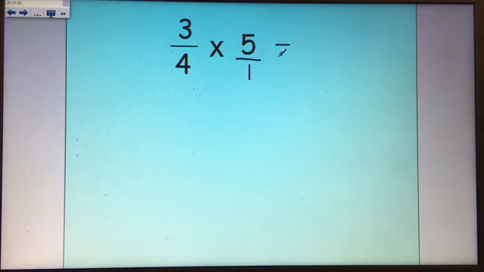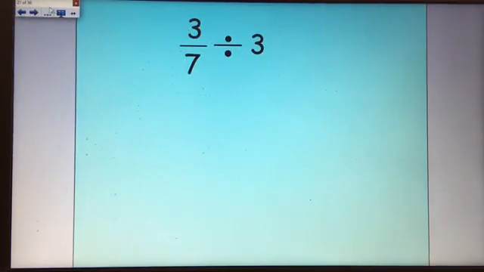And then you can do exactly the same thing. 3 times 5 makes 15. 4 times 1 makes 4. So 3/4 times 5 equals 15 quarters. You could also turn that back into a mixed number. 4 goes into 15 3 times, so that'd be 3 and 3/4 left over.